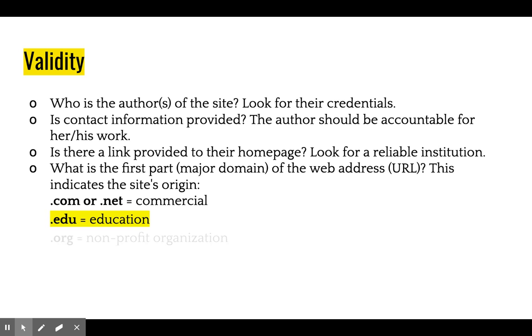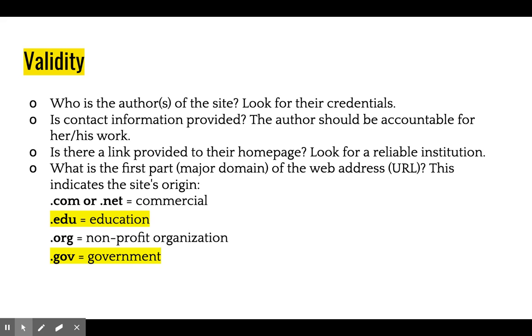When you're thinking about validity, think about the author. Is this person trustworthy? Are they really experts on this topic? Do I have contact information for them? Is there a link provided to their homepage? What is the domain? Is it .com or .net? Is it .edu? That's more trustworthy.